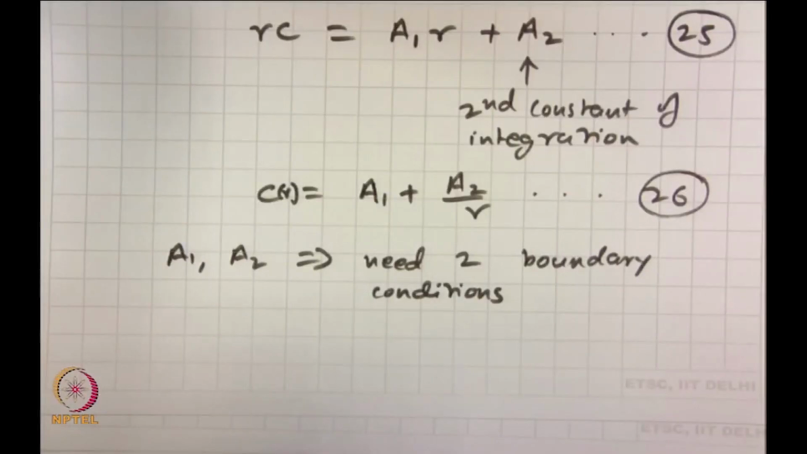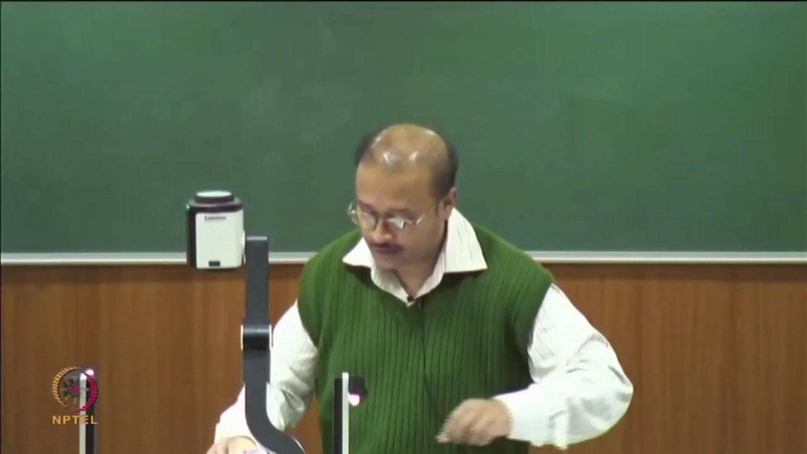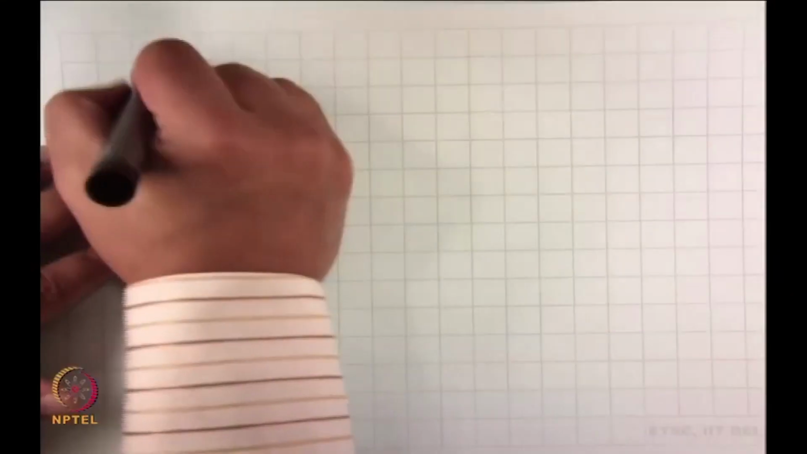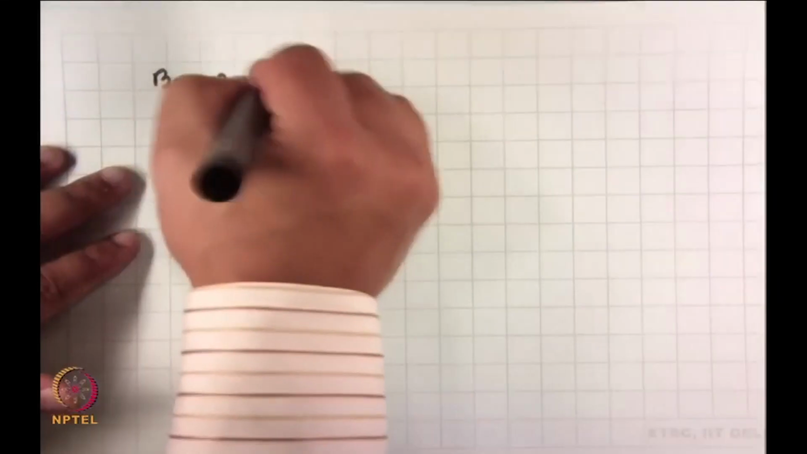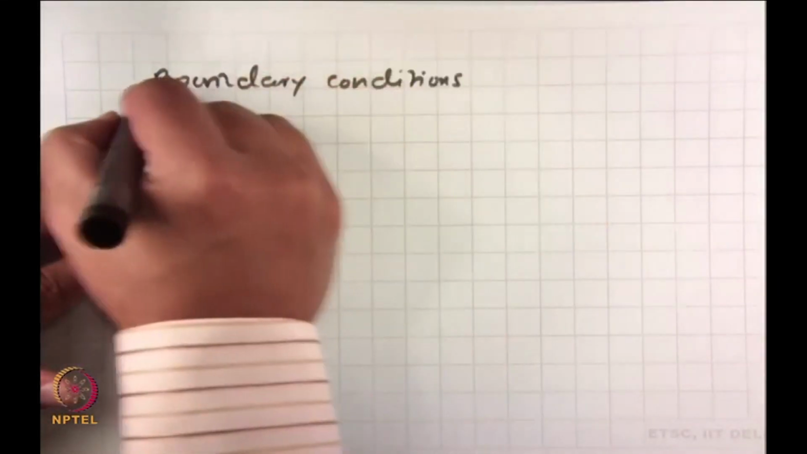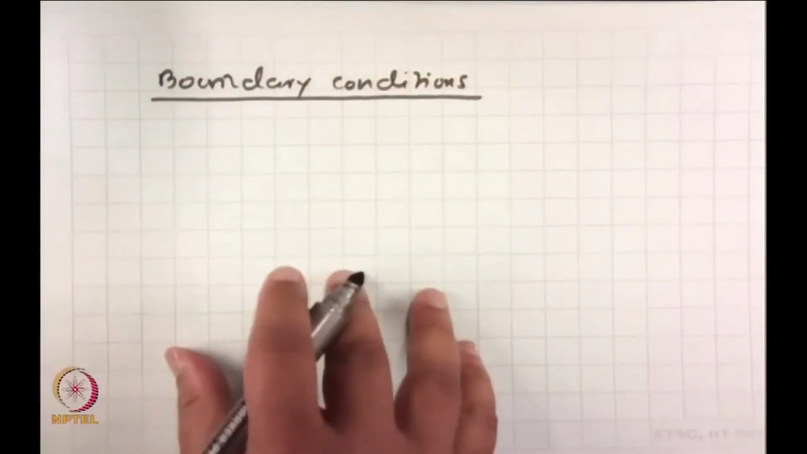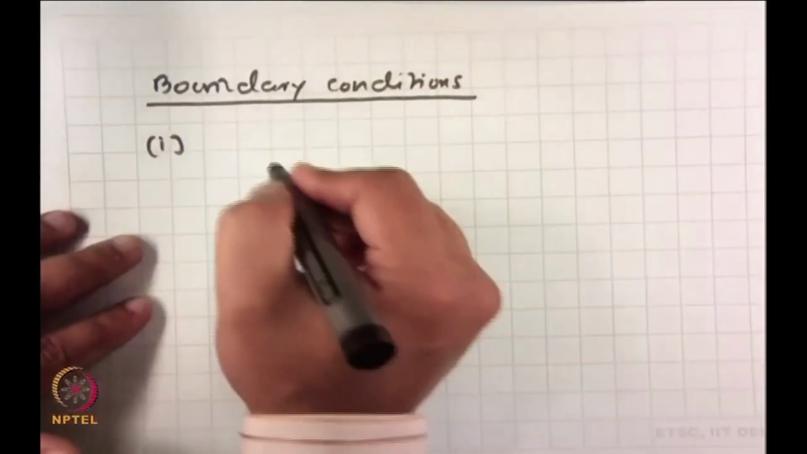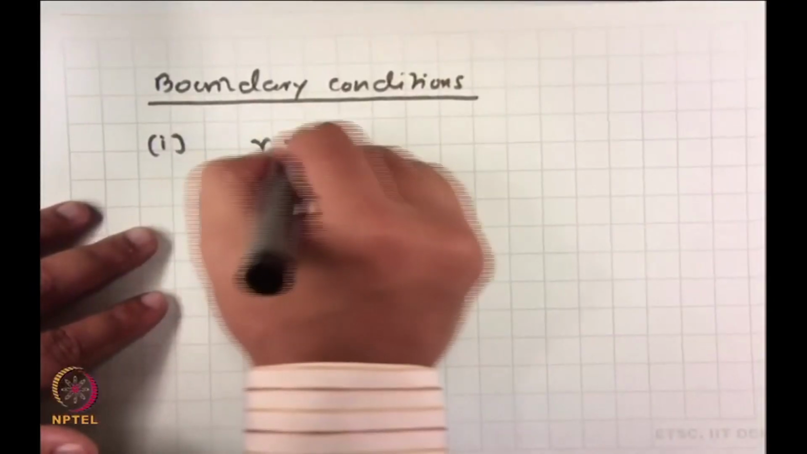Okay. Now, what are the two boundary conditions? Let us look at the boundary conditions. The first one, what happens if R tends to infinity?